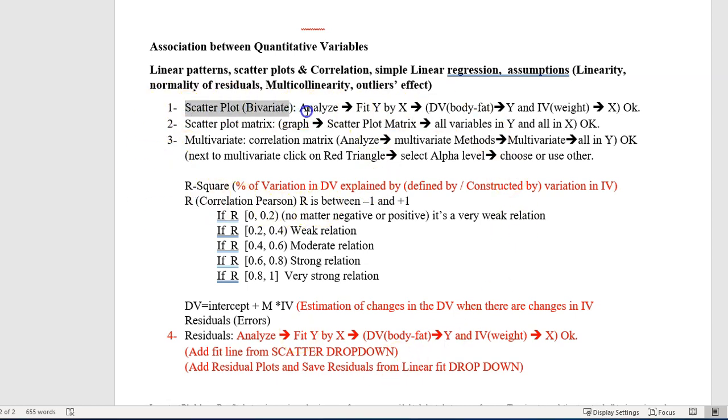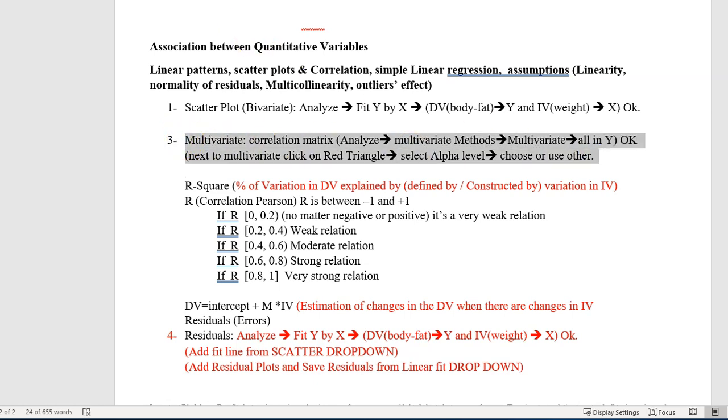Scatter plot, and I showed where to go. Scatter plot matrix, you don't need this at this point, this is for the future. So I made this no color. Multivariate, you actually don't need this at this point.